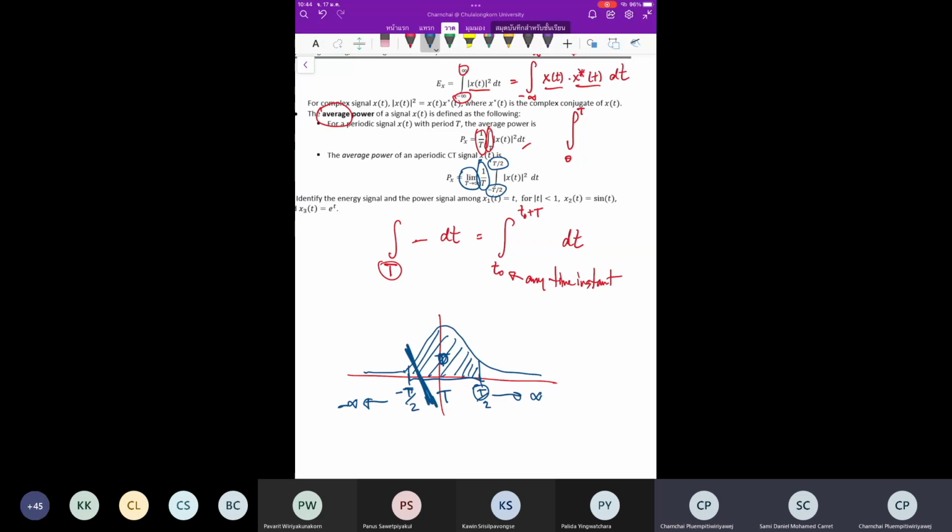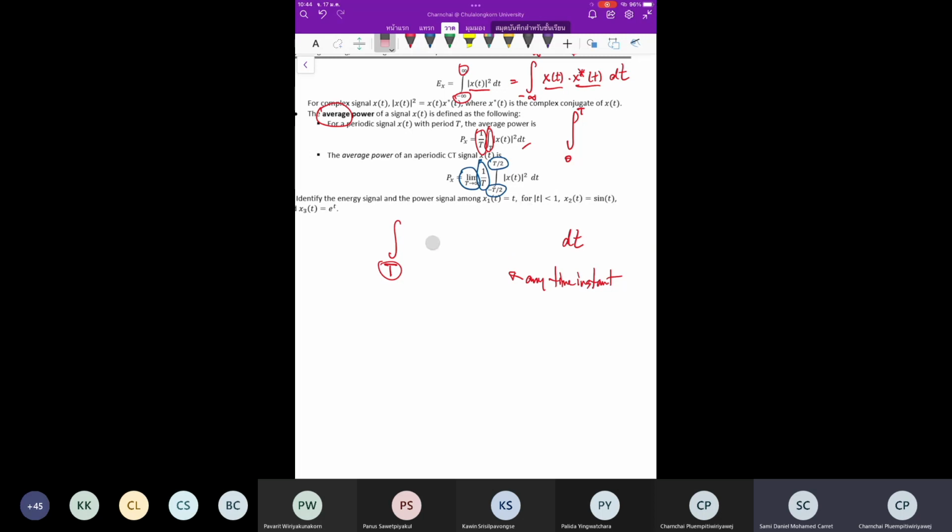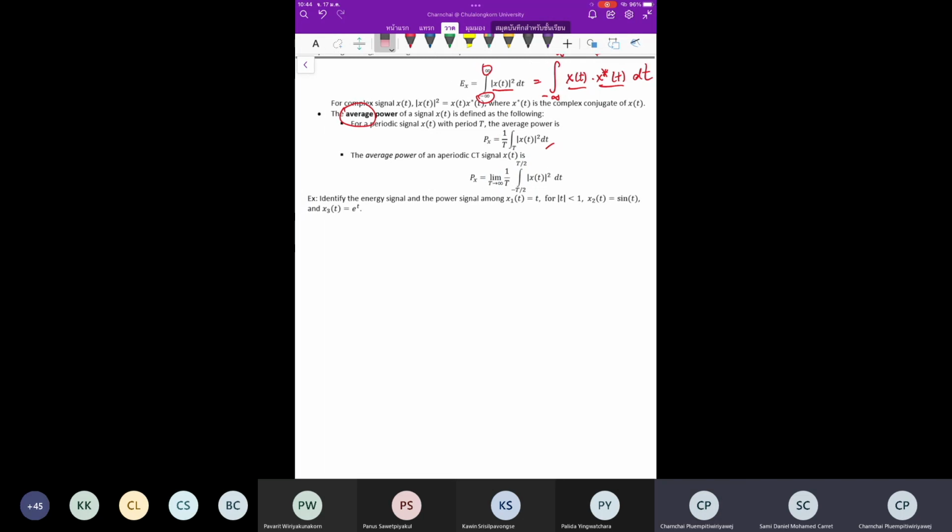Let's take a look. Identify the energy signal and the power signal among these three signals, x1, x2, and x3. Let's take a look at x1 first.